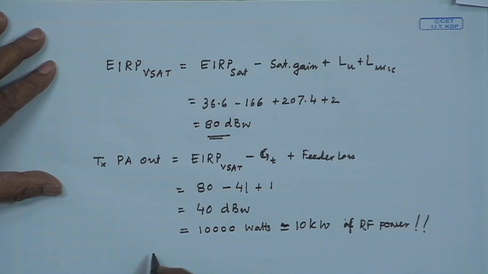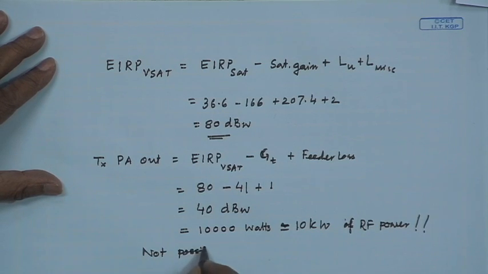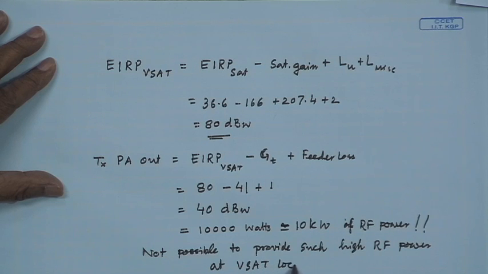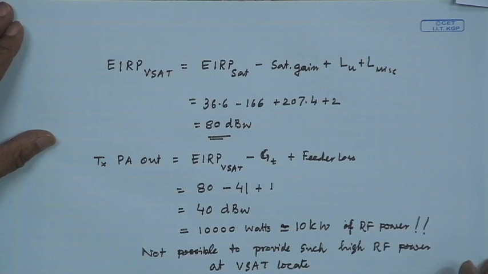It's not possible to provide such high RF power at VSAT location. Remember, we were talking about the VSAT location, which are at bank ATMs, etc. So, normally very high wattage is not used, as it is a smaller capacity. This may be possible in a large station.